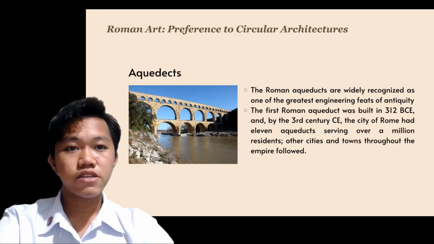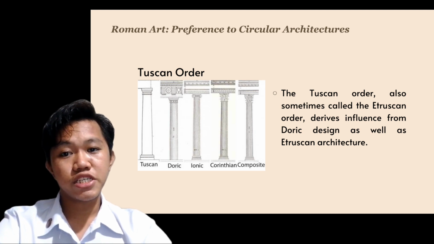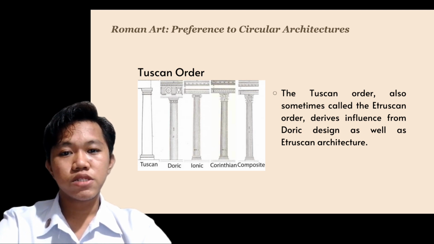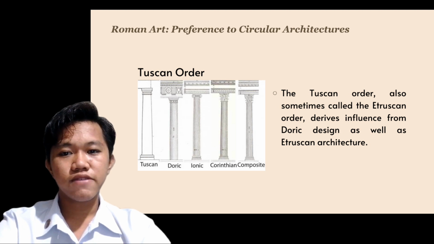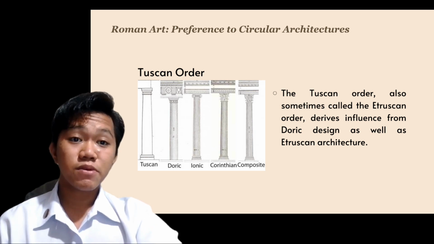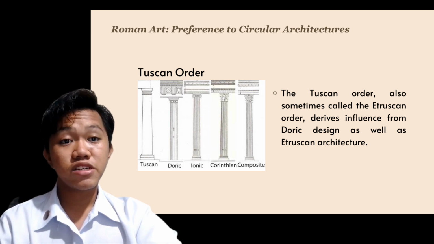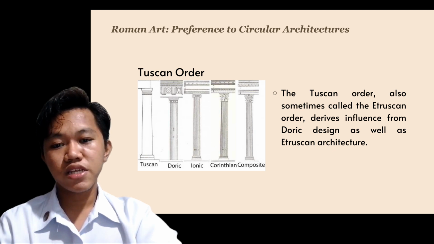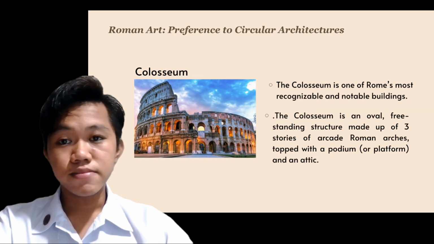Next, we have the Tuscan order. The Etruscan and Doric orders are the sources of inspiration for the Tuscan order, which is also referred to as the Etruscan order. Tuscan columns are simpler and more rounded than Doric columns. The sides of the columns are smooth and unfluted, but the capitals have the same appearance. The Tuscan order employed proportions in its general construction to produce stocky but sturdy structures which were best suited for fortified places. Next one is the Colosseum.